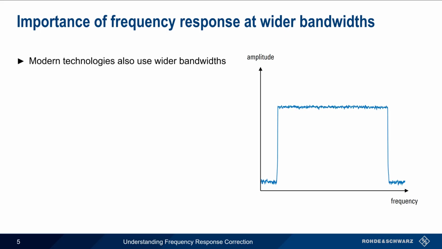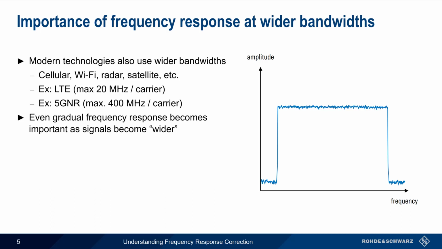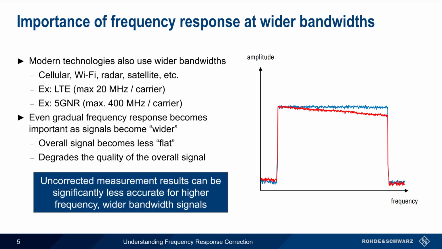Modern radio frequency technologies also use increasingly wider bandwidths, and here again this applies to cellular and Wi-Fi signals, as well as things like radar and satellite. For example, the maximum carrier bandwidth in LTE is only 20 MHz wide, but in 5G NR, each carrier can be up to 400 MHz wide. Even very gradual frequency response becomes an issue as these signals become wider. These wider signals can experience significant amplitude variations or become less flat, and this in turn degrades the quality of the overall signal. What this means is the uncorrected measurement results can become significantly less accurate for the higher frequency, wider bandwidth signals that are now common in many modern RF applications.